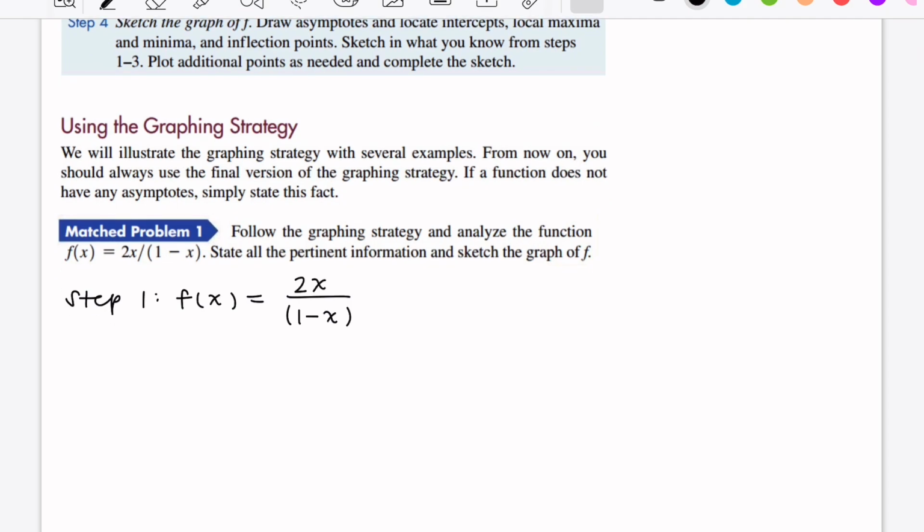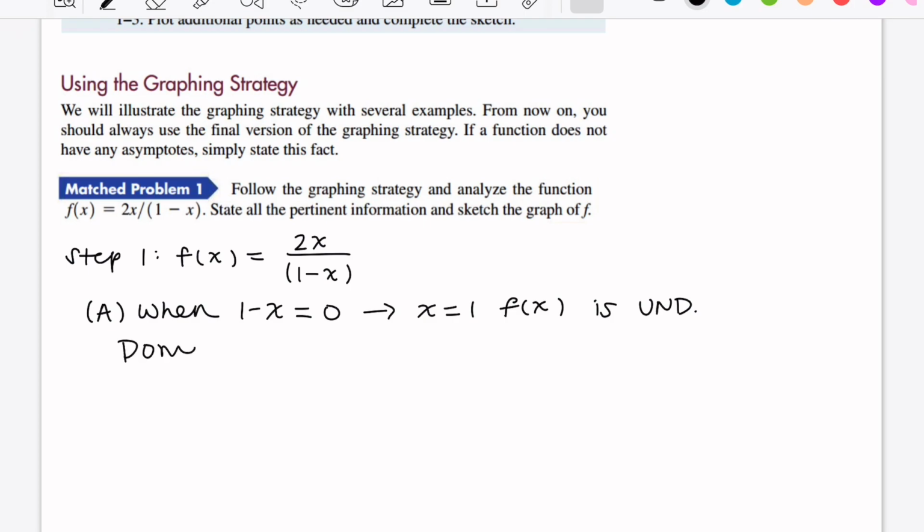So notice, looking at our domain first, when the denominator of this rational function is equal to 0, our function is going to be undefined. So for x equal to 1, f of x is undefined. So this tells us the domain of this function is going to be all real numbers except for when x is equal to 1. So negative infinity up to 1, and 1 to infinity.